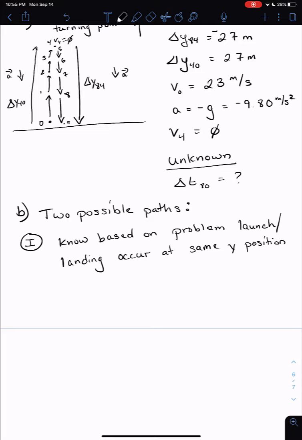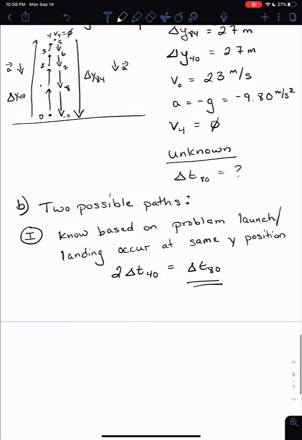So if the distances traveled are the same and the accelerations are the same, then that's telling me something about the time as well. I can essentially say that the amount of time it took the object to get to that turning point, if I multiply that by 2, is going to be its total travel time, which again is the thing I want to find out. That means I can solve the simpler problem of just going up or just coming down, and then multiply that time by 2. So that's what we're going to do for our first possible path.